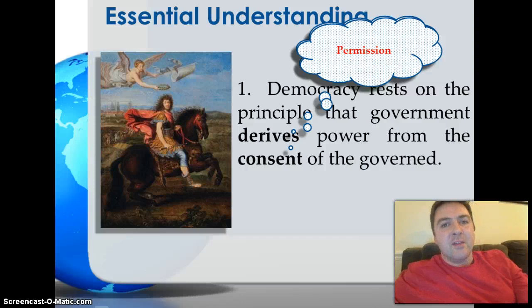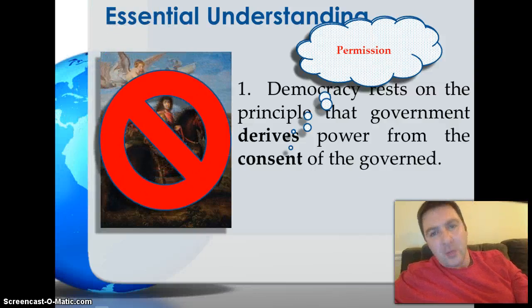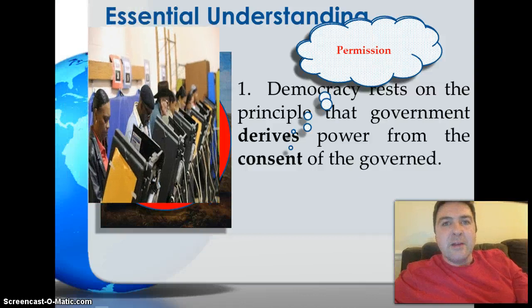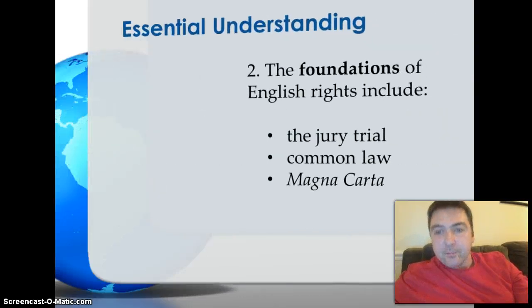It really is the opposite of the idea we see in this painting. This is what divine right looked like. The government got its power from some higher being. Democracy really says no, that's not the way the government is structured. Government gets its power from the consent or the permission of the people. One example would be from people going out and voting on election day.